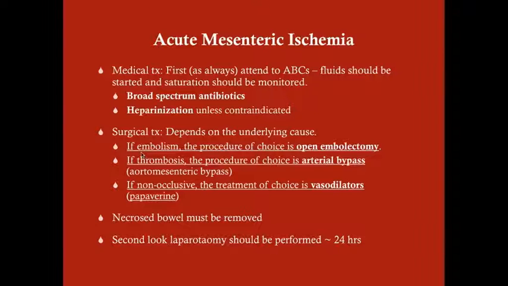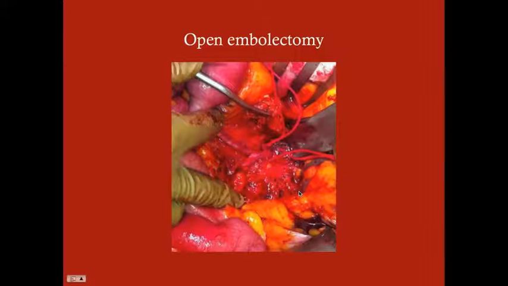But what you do need to know, especially for the USMLE, is the medical treatment that we're giving these patients: broad spectrum antibiotics, that we're heparinizing them, of course also that we're doing the ABCs, and then the surgical treatment, that if it's an embolism, we're doing embolectomy, if it's thrombosis, we're doing bypass, non-occlusive mesenteric ischemia, then we're doing vasodilators. So this is an open embolectomy.